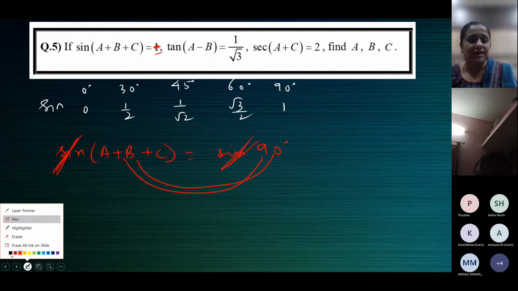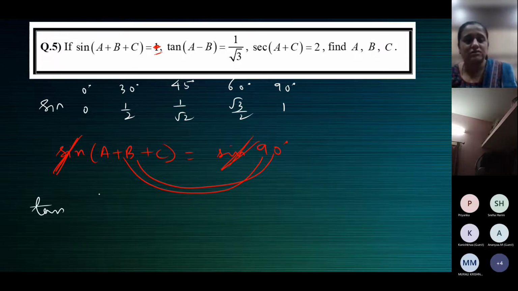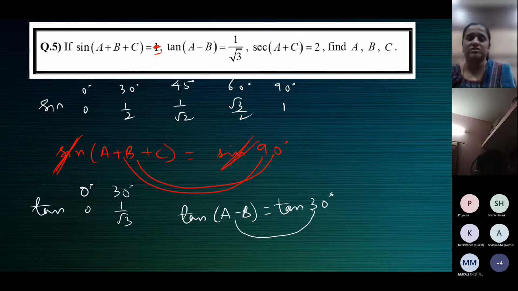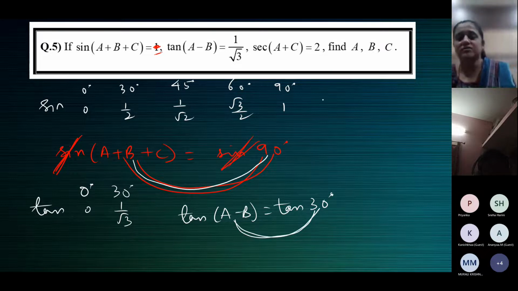Similarly, in the tan table, tan 0 degrees is 0. Tan 30 degrees is 1 by root 3. So we have tan of A minus B is equal to 1 by root 3 given. Now 1 by root 3 can be written as tan 30 degrees. So instead of 1 by root 3, you can write tan 30 degrees. Now when you compare both the sides, A minus B is equal to 30 degrees. So we have one equation, A plus B plus C is 90. This is the other one, A minus B is 30. Then the third one, secant of A plus C is equal to 2.